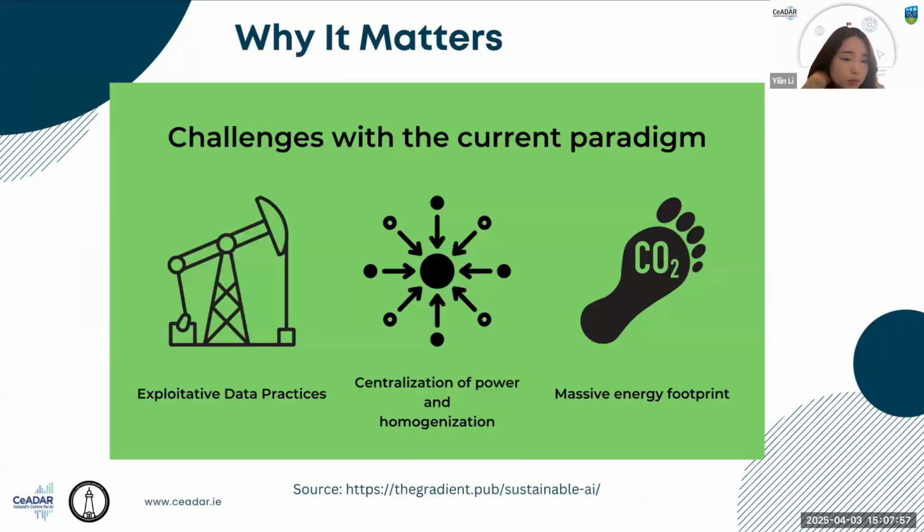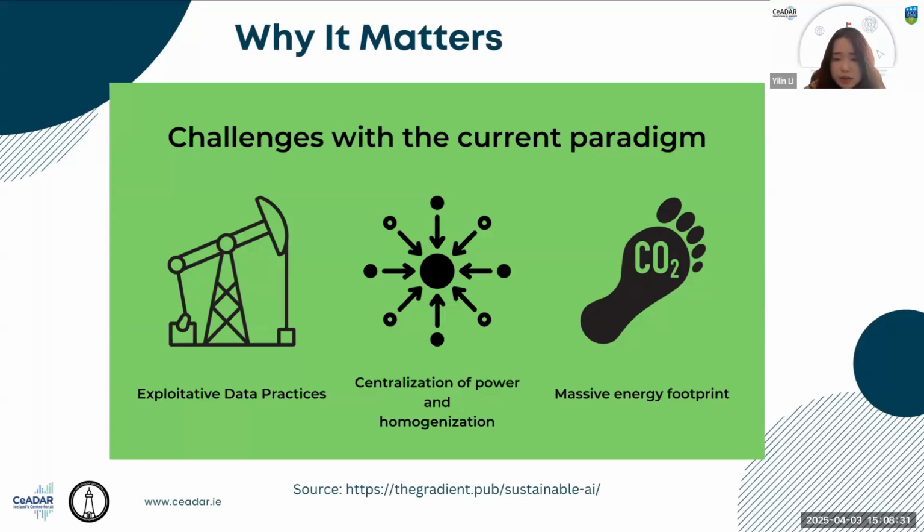So this is why we need sustainable AI, because the way we build AI today has some serious problems. First, a lot of data used to train AI is collected in a way that's not fair. People don't always know the data being used. This is called exploitative data practice, and it's not sustainable ethically or socially.